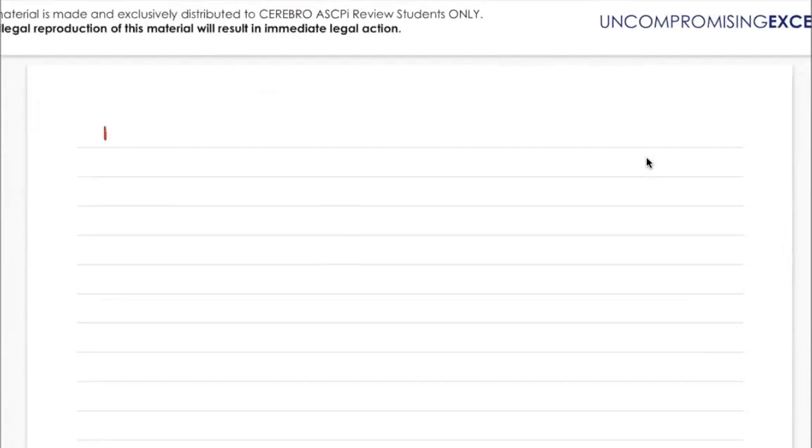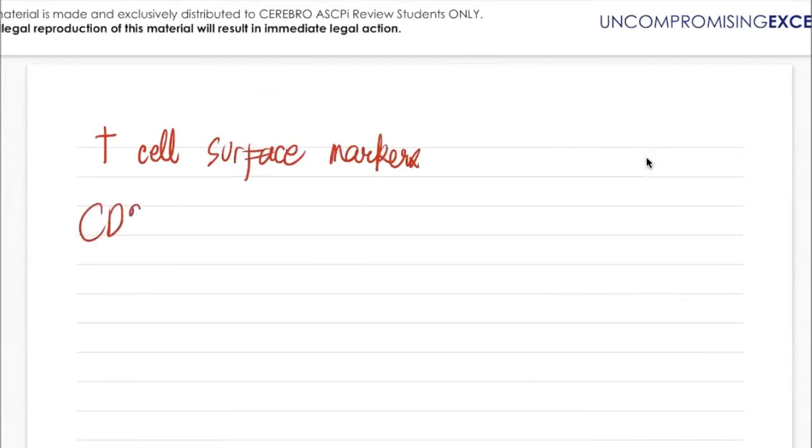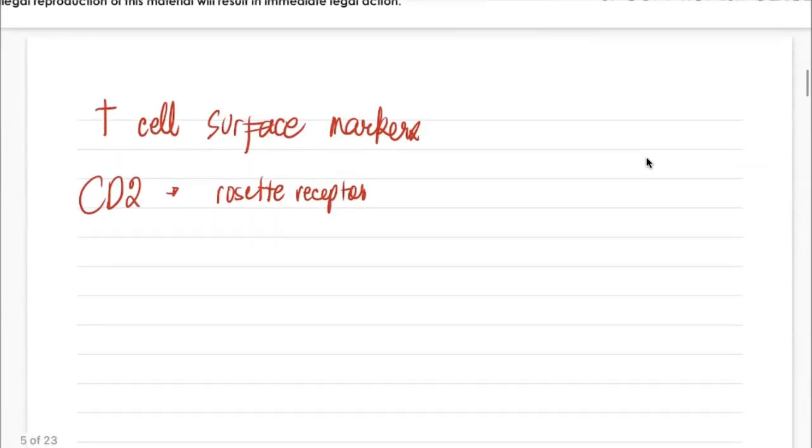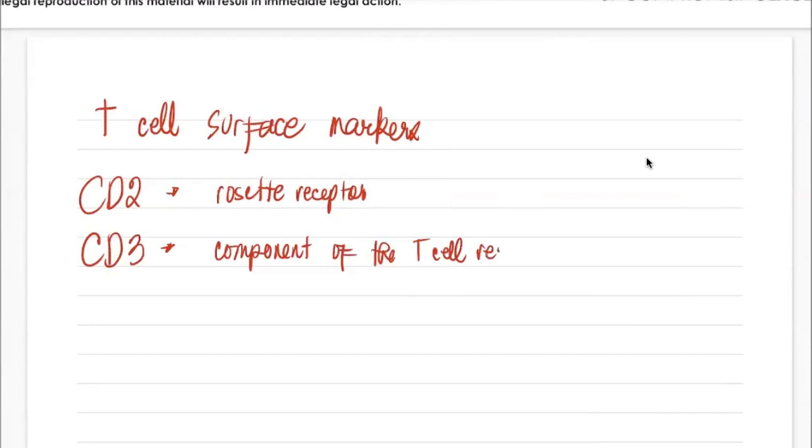So T cell surface markers. Okay? So number one, we have our CD2. Yung CD2, ito yung tinatawag na rosette receptor. Papag-usapan natin yan mamaya, yung rosette test. Then we have CD3. CD3 is a component. Hindi siya yung mismong T-cell receptor, but it is just a component of the T-cell receptor, or yung TCR.